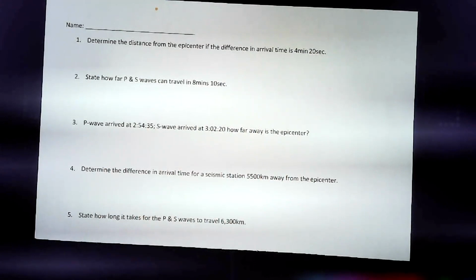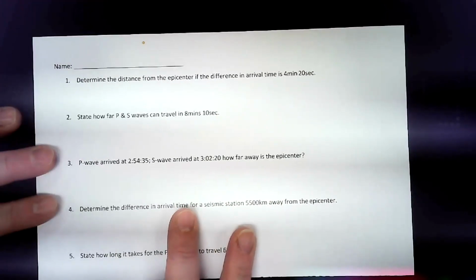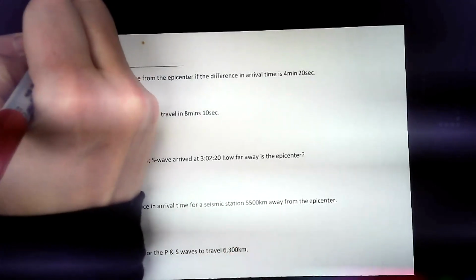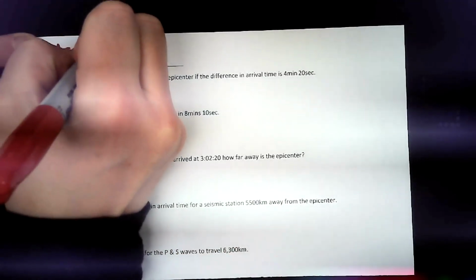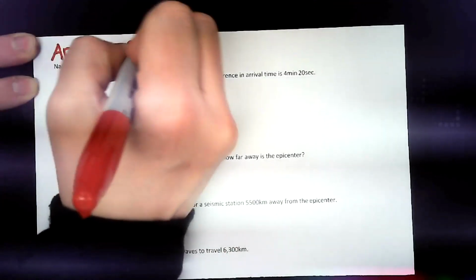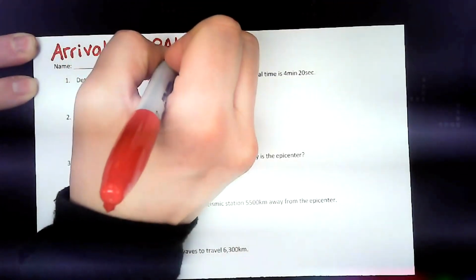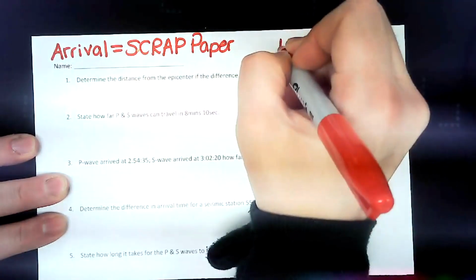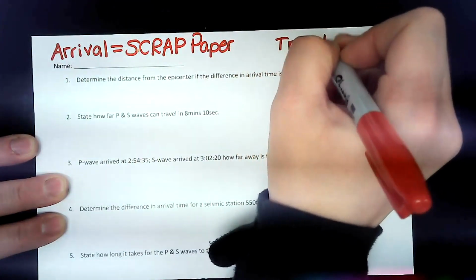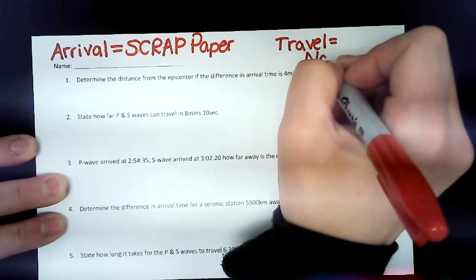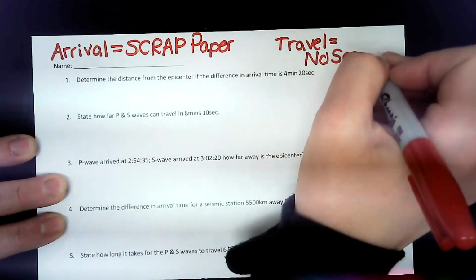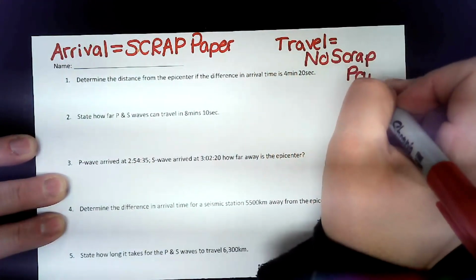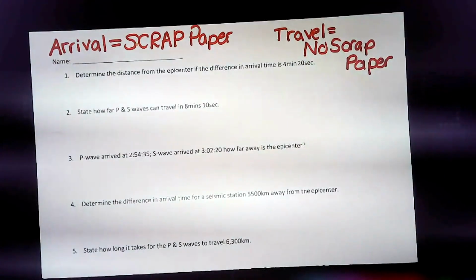I want to remind you, and this was on the board, but I'm going to erase it for tomorrow, the key words you're looking for. Anytime you see something about arrival, that is scrap paper. And when you see anything about travel, that means no scrap paper. So just use the reference table like a normal graph.